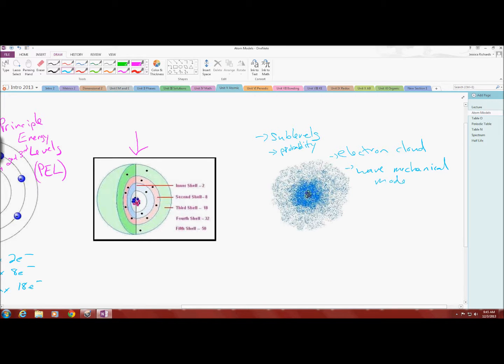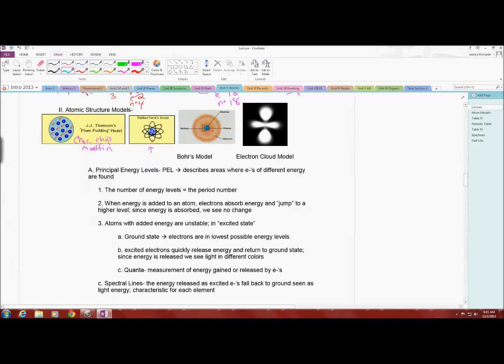It says that there is a mathematical probability that the electrons are going to be within a certain region more of the time than they are in other regions. So in our lecture notes, we have J.J. Thomson's model. We learned that atoms are mostly empty space.